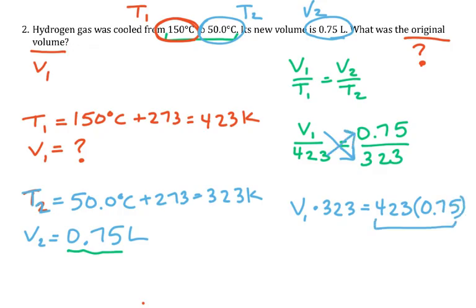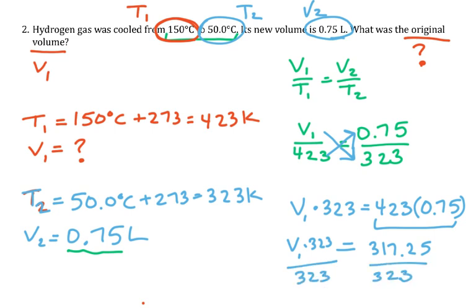Then I can do this multiplication, 423 times 0.75. That equals 317.25. And then that's going to equal V1 times 323. So I'm going to divide both sides by 323 to get that away from my volume variable. Those cancel. And so then when I divide by 323, I get volume 1 to be 0.98. And I'm going to just cut it off there, round there.